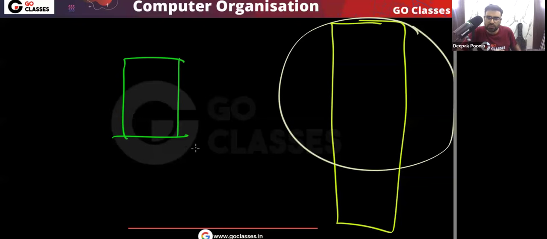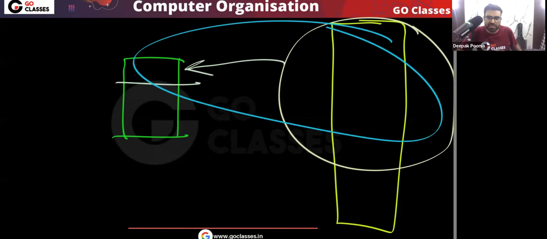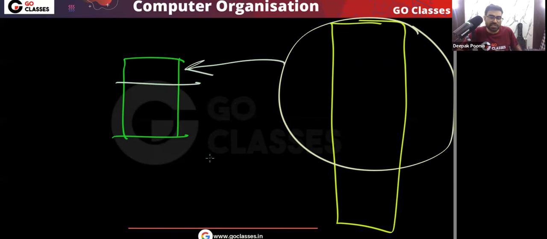Now after one miss, what do we do? We fetch this block from main memory to the cache memory. Now you can see, if this block size is more, then this transfer will take more time. Basically the miss penalty will be more.